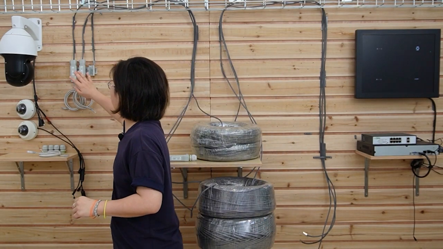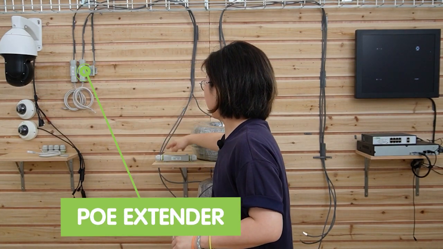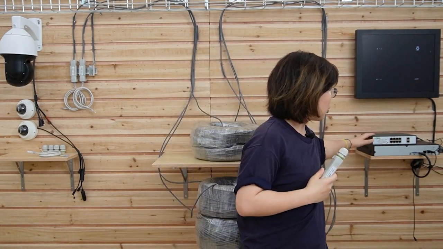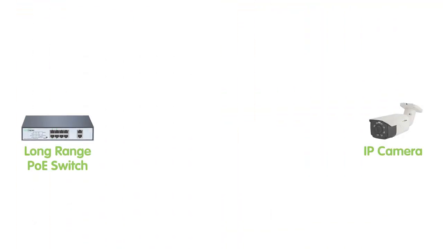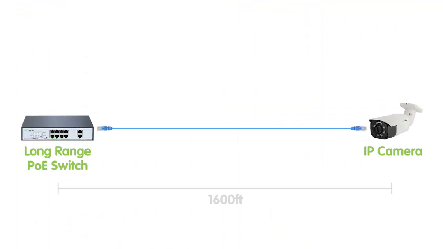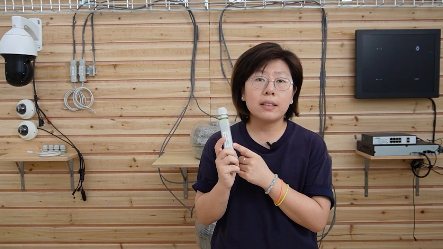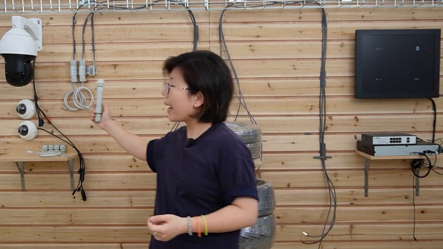And then we have here, you see the PoE extender. Why do we have to put the PoE extender by the camera? Remember, this switch can send power and data up to 1,600 feet, but the cameras are just ordinary cameras. They cannot send back the data over that distance. That's why we need to add the PoE extender at the end with the camera.